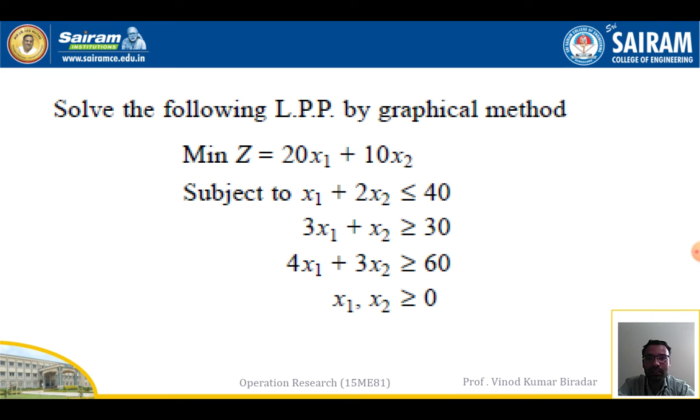Minimize z is equal to 20x1 plus 10x2, subject to the constraints x1 plus 2x2 less than or equal to 40, 3x1 plus x2 greater than or equal to 30, 4x1 plus 3x2 greater than or equal to 60, where x1 and x2 are greater than or equal to 0. Here what we observe in the question is that the sign is very important. In the first constraint they gave less than or equal to, and in the second constraint the sign is greater than or equal to. That sign is very important to solve this type of problem.